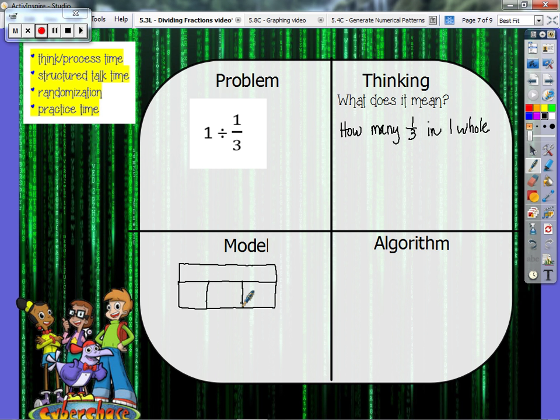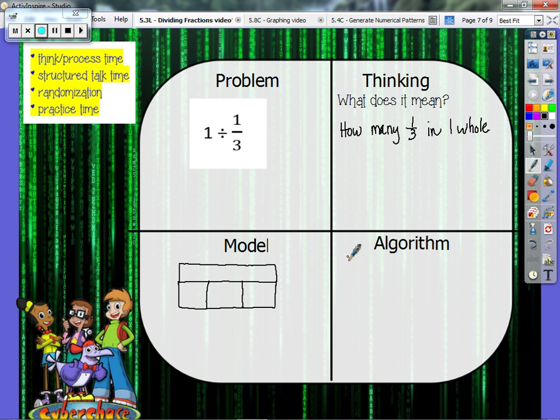And then the last part, I would have another student come up here, do the algorithm, and work out the problem. Again, I would use randomization. This time I may use ClassDojo. ClassDojo has a spinner, and whatever name it falls on, that's the student that comes up here. They would come up here and work out the problem.